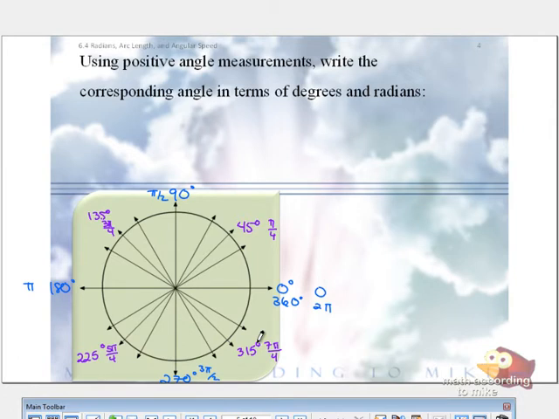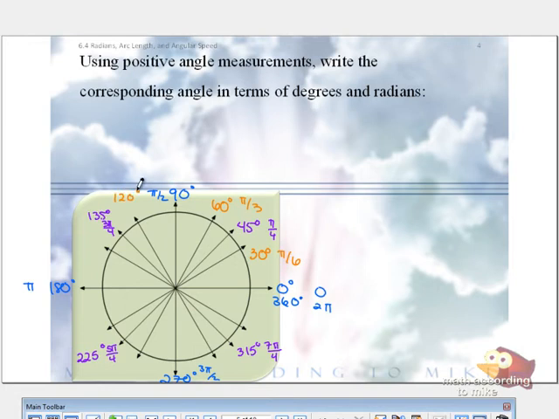And then our 30s and 60s are also in one family. So 30 degrees, that's pi over 6. 60 degrees, pi over 3. And remember, the way we're going from degrees to radians or vice versa is you multiply by pi over 180 or 180 over pi, as we did last class.